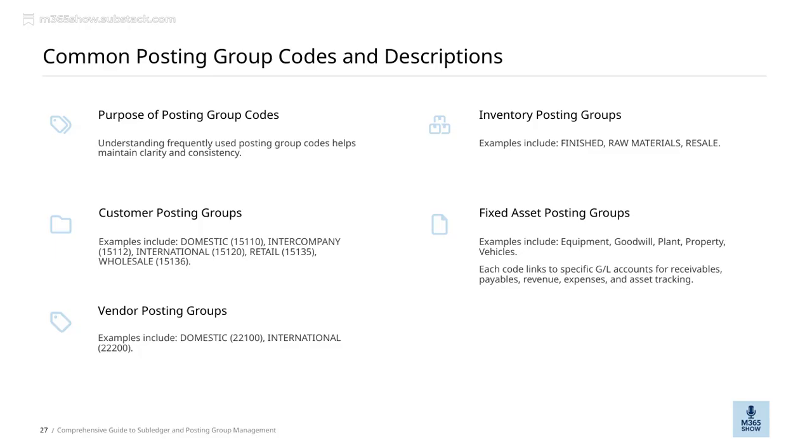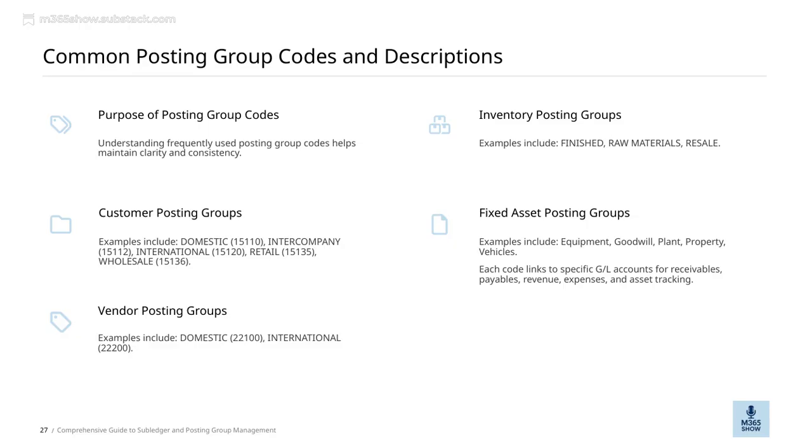For example, you might see codes like equipment, goodwill, plant, property, or vehicles. Each of these codes links to specific general ledger accounts that handle receivables, payables, revenue, expenses, and asset tracking. This helps ensure everything is properly categorized and organized.